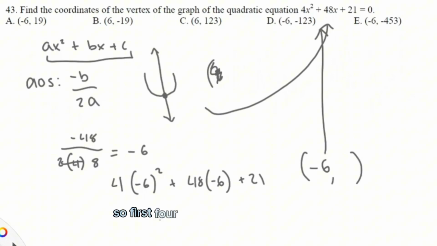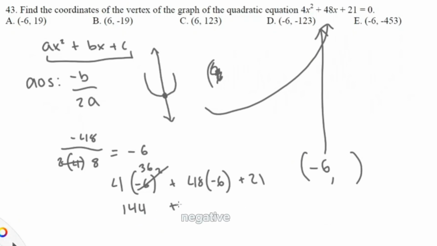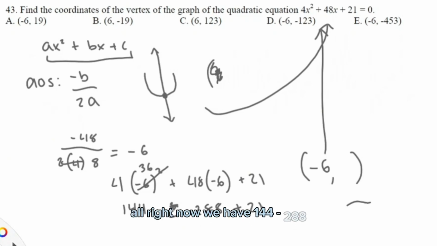Alright, so first, 4 times negative 6 squared. Well, we have to do the negative 6 squared first. Negative 6 squared is 36. Next, now we have to do 4 times 36. 4 times 36 is 144. Alright, next, now we have to do 48 times negative 6. 48 times negative 6 is negative 288. So this becomes a negative sign, and we subtract 288. Next, we add this 21 because we don't have to do any multiplication or division. Alright, now we have 144 minus 288. 144 minus 288 is negative 144.